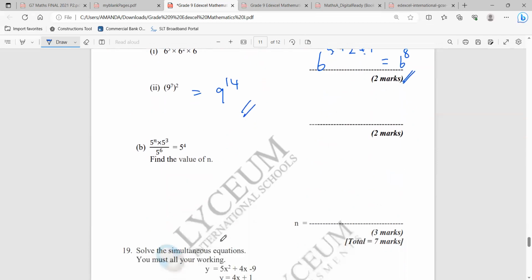Right, find the value of n. They're asking for the value of n. So for the first one, 5 to the power n plus 3, divided by 5 to the power 6, equals 5 to the power 4, something like that.